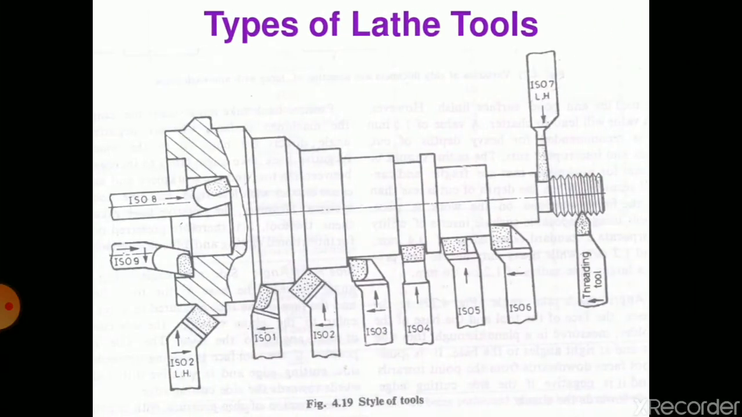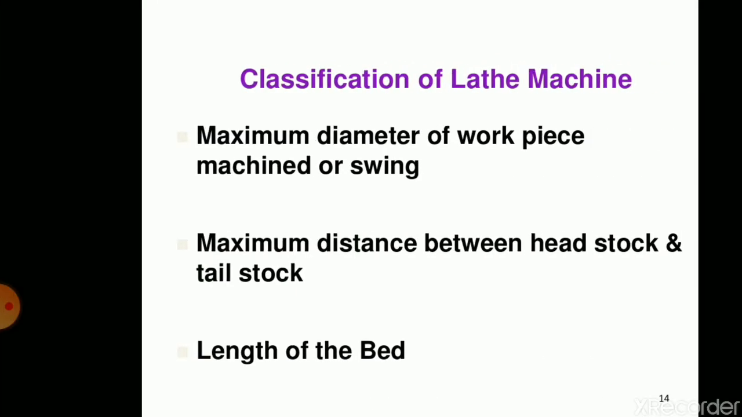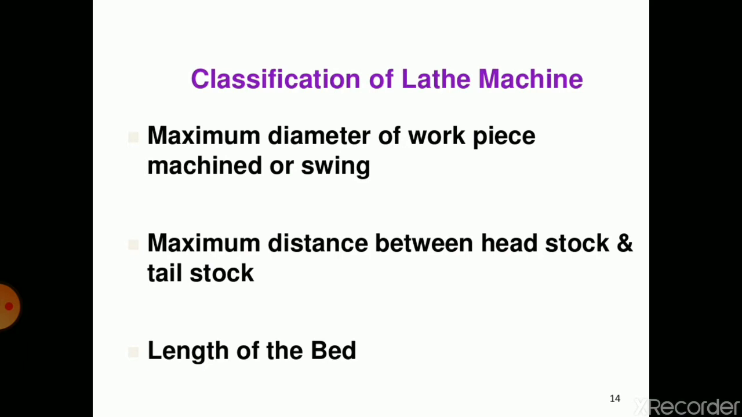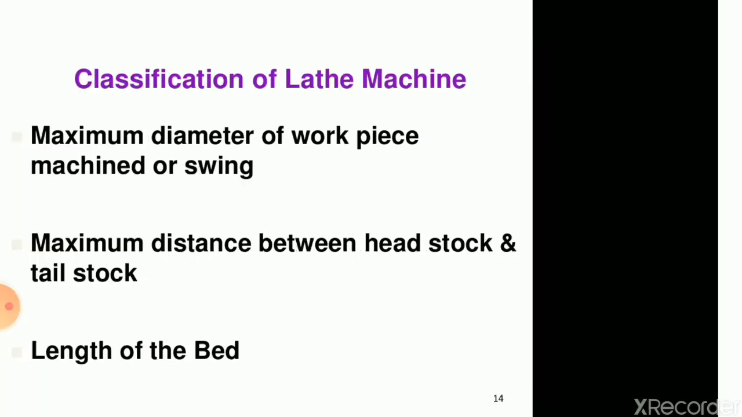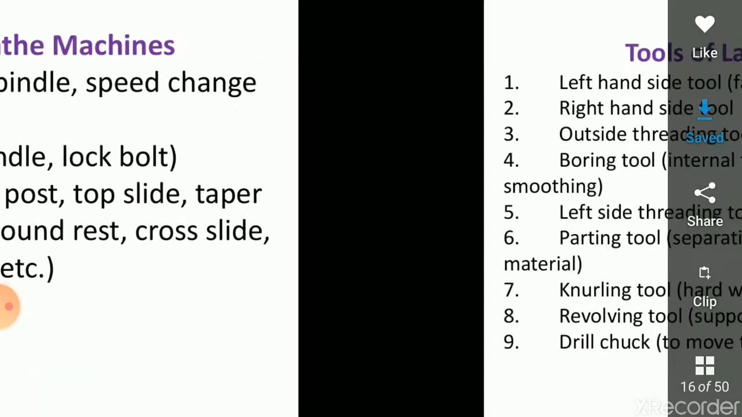These are the types of lathe tools, different types. Classification of lathe machine depends on the maximum diameter of workpiece machined, or swing, the maximum distance between headstock and tailstock, and the length of the bed. The components of lathe machines are the headstock, in which the spindle and speed change lever are there, the tailstock, in which the spindle and lock bolt are there, then the carriage, on which the tool post is mounted, top slide, taper attachment, compound rest, cross slide, apron, lead screw, etc., bed and legs.